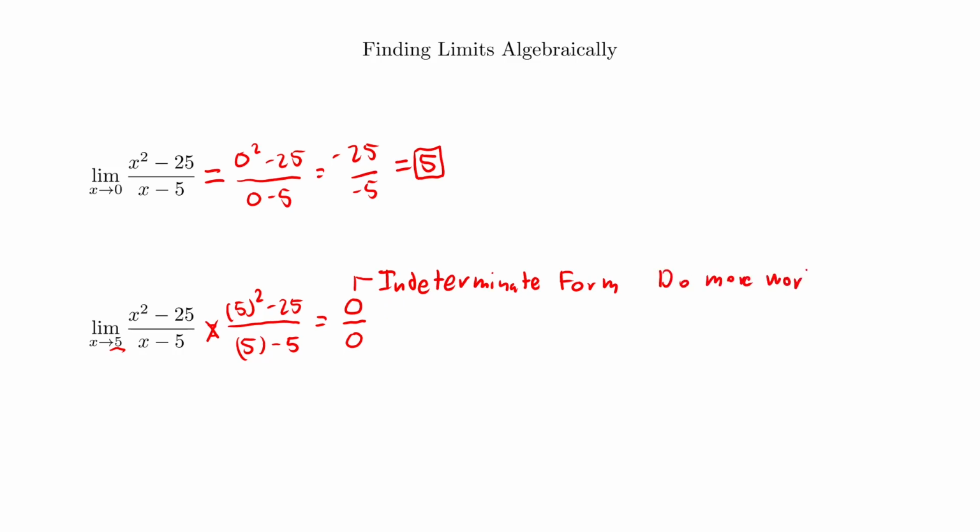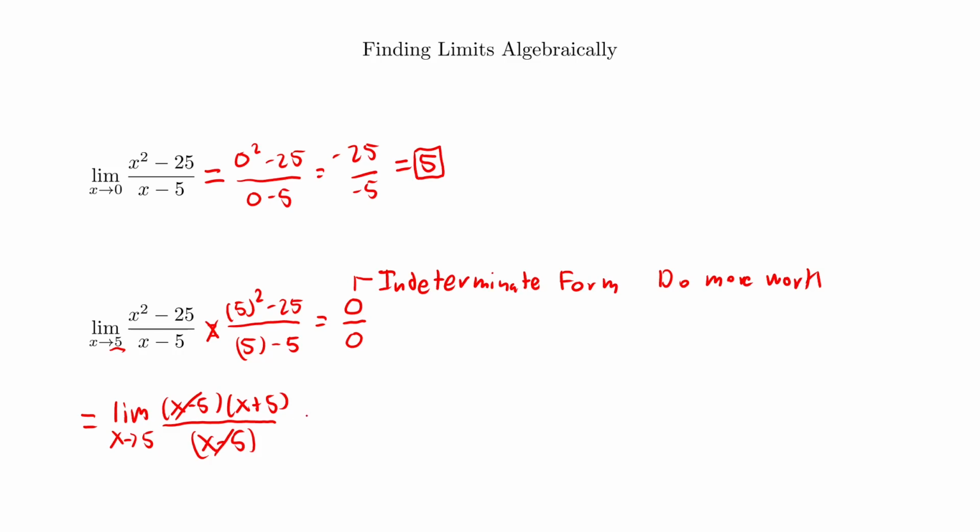And one of the things that we can do that we're not allowed to do when we're evaluating functions is we can try something that is known as factoring and canceling. So I have an x squared minus 25 here. And if I try to factor it, this is going to end up being x minus 5 times x plus 5. And then the denominator, of course, is x minus 5. You'll notice that we can cancel these two factors out.